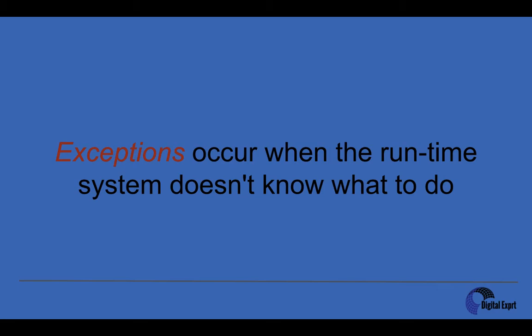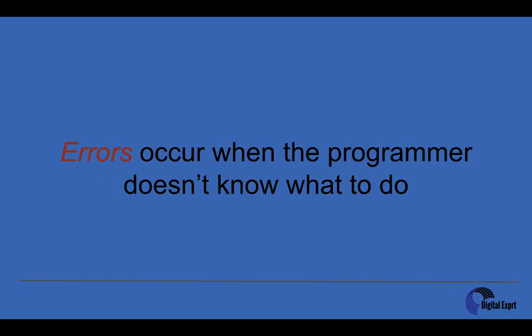So we have exceptions on the system. They occur when the runtime system runs into a situation and doesn't know what to do. Then the runtime system is faced with an exception. We have errors, on the other hand, and they happen when the programmer runs into a situation and doesn't know what to do. So there's a difference between exception and error.